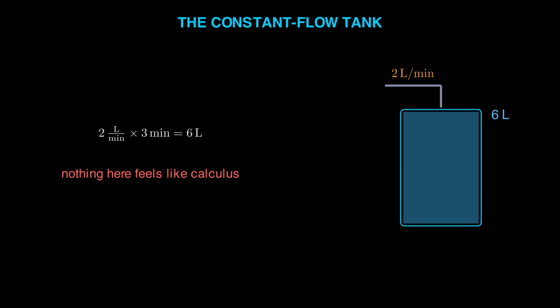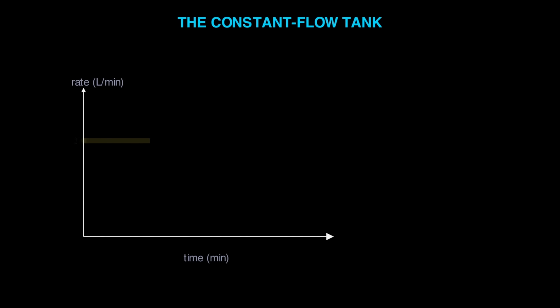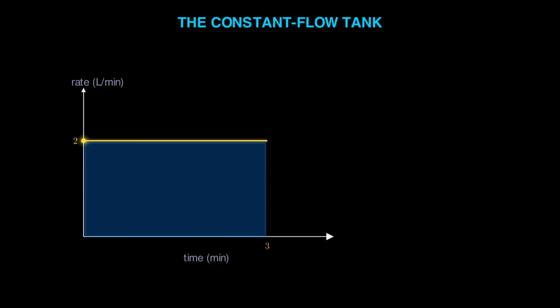Nothing here feels like calculus. It is only rate multiplied by time. But draw this same information on a graph. The rate stays at 2, so its graph is a horizontal line, and the 6 liters inside the tank appear as a rectangle. The rectangle is not magically water. Its height is a rate, its width is a duration, and height multiplied by width gives the amount added.